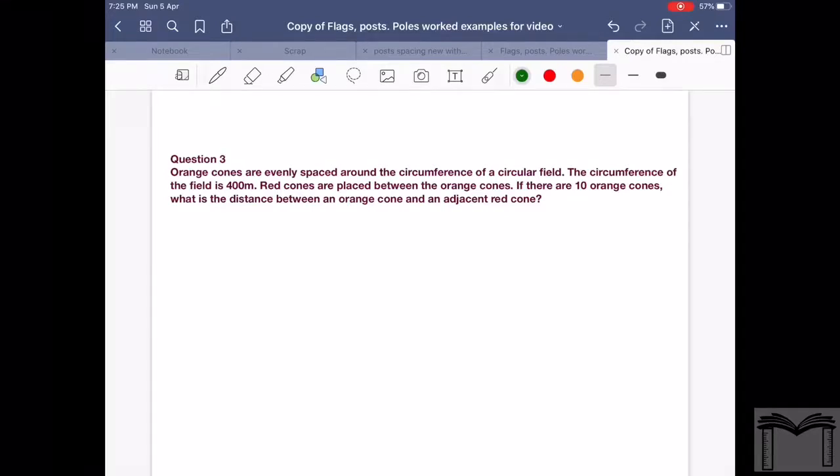Question 3. Orange cones are evenly spaced around the circumference of a circular field. The circumference of the field is 400 meters. Red cones are placed between the orange cones. If there are 10 orange cones, what is the distance between an orange cone and an adjacent red cone?